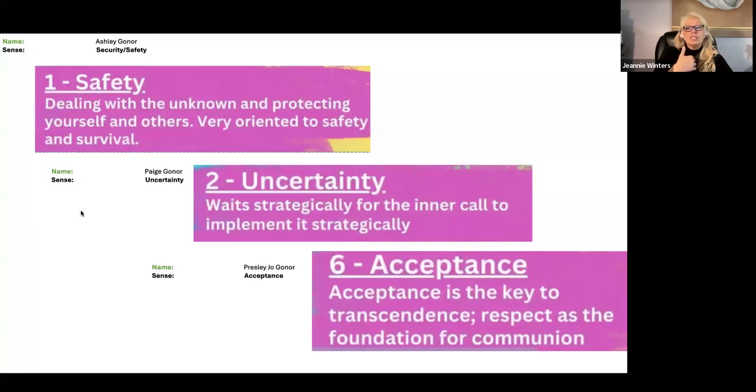She waits strategically for the inner call to implement it strategically. So she's not as worried about security for everybody. She's worried about, is this the right timing? Does that make sense? Do you see that in her? Well, you could probably take that as selfish sometimes. Like if she's thinking about herself.